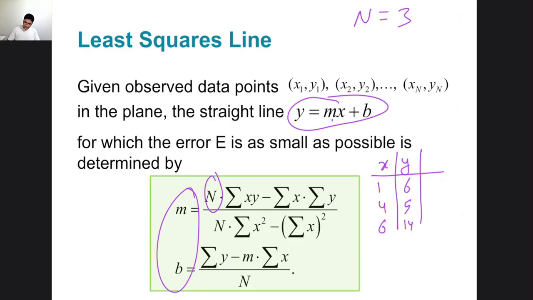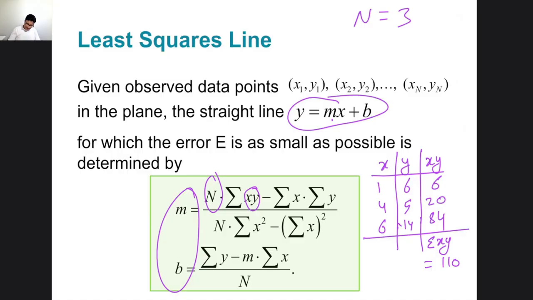Then when we say summation xy, that is the product xy here. So you would multiply them: 6 times 1, 4 times 5, and 6 times 14. And what is sum xy then? Summation xy is the sum here. Add this: 6 plus 20 plus 84, which is 110.